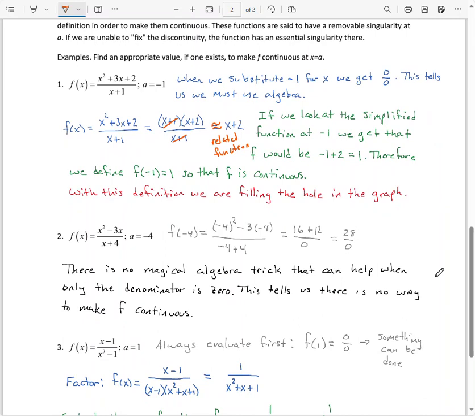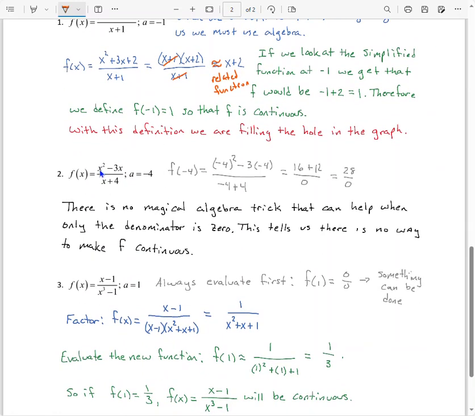Second example. F of x equals x squared minus 3x over x plus 4. We're going to use the a value of negative 4, and the first thing I'm always going to do is substitute. Negative 4 squared minus 3 times negative 4 over negative 4 plus 4. Negative 4 squared is 16. Negative 3 times negative 4 is a positive 12. 16 and 12 make 28. However, negative 4 plus 4 is 0. That's a 0 in the denominator.